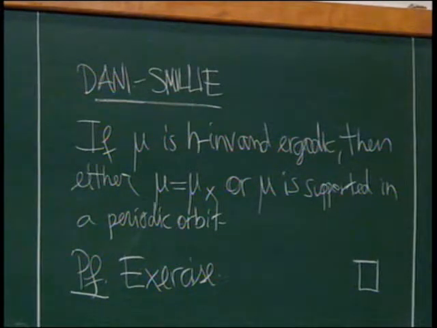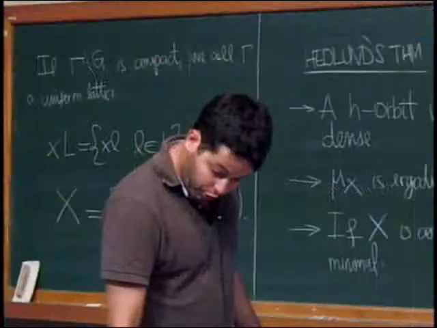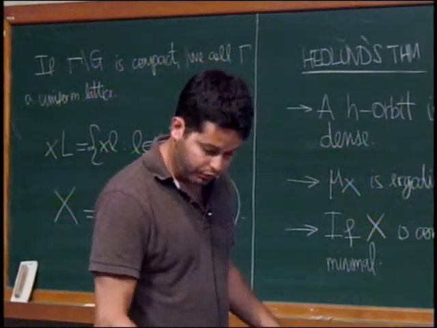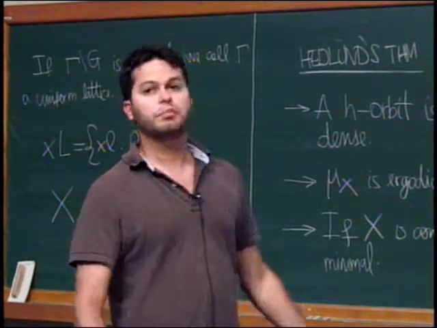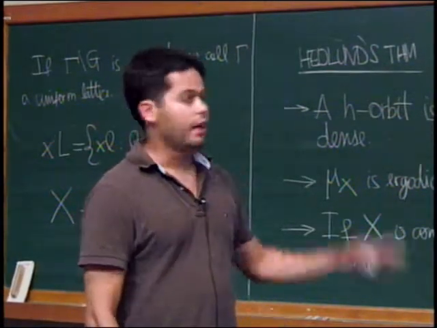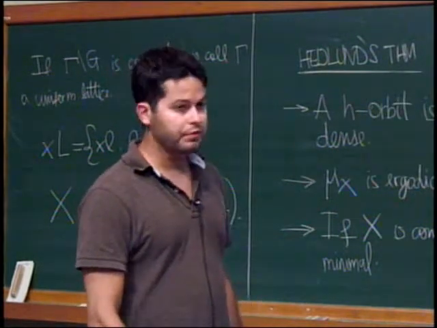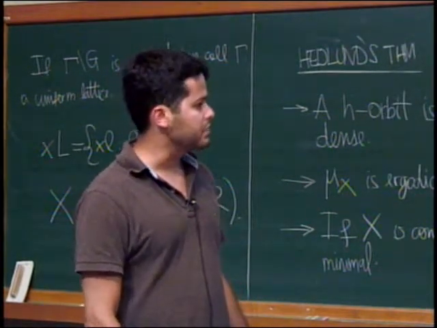Okay, so the story about hyperbolic surfaces more or less ends here. These are the three theorems that I would like to tell. And they were all proved, of course, before Ratner's theorems. I think that Dani and Smillie was proved in 78, if I'm not mistaken.